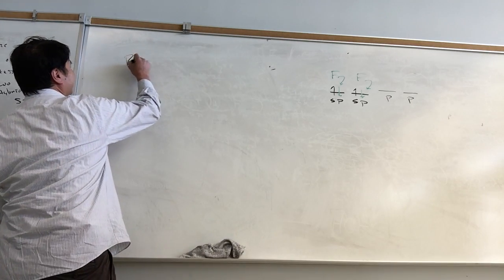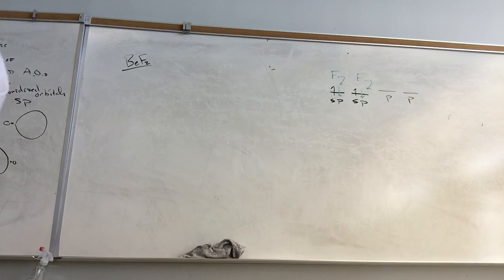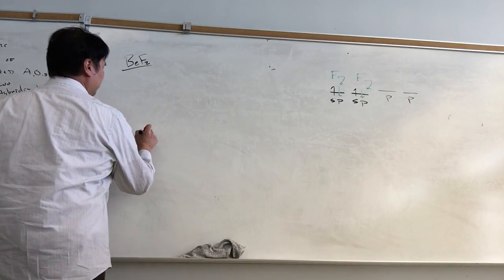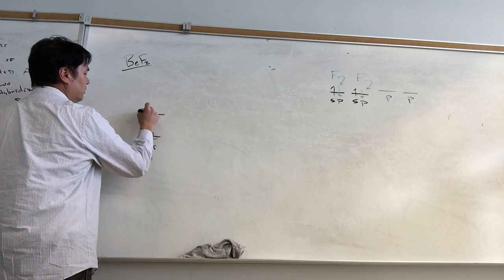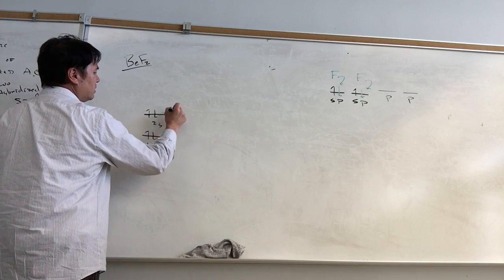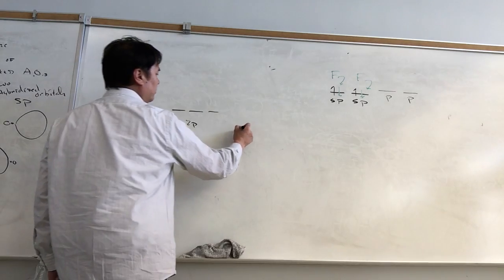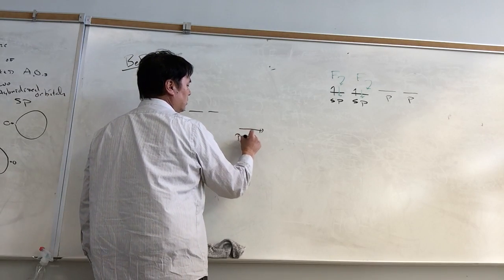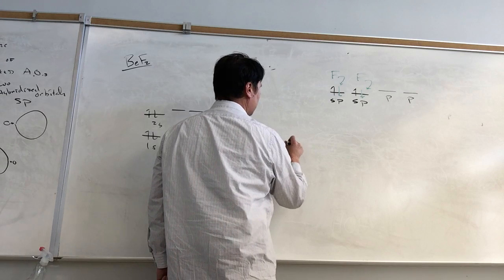For BeF2, we do this. BeF2 doesn't want to form any bonds because it's filled: two s electrons at least, two p's empty. So for something like BeF2, we have to first promote the electron. We promote the electron, that's going to cost energy.